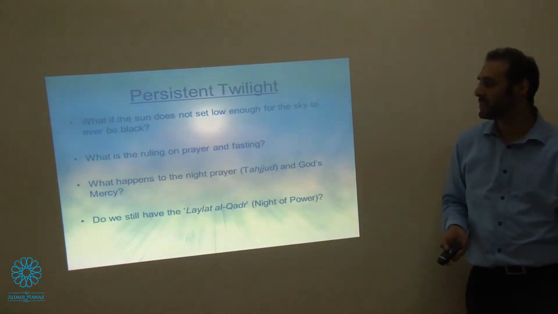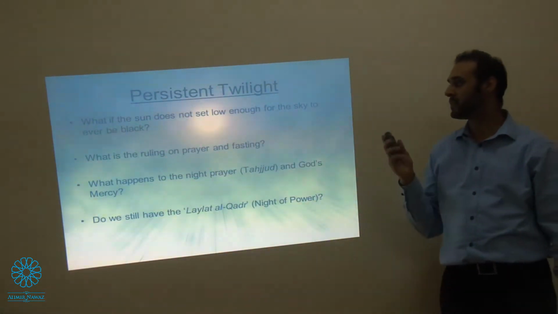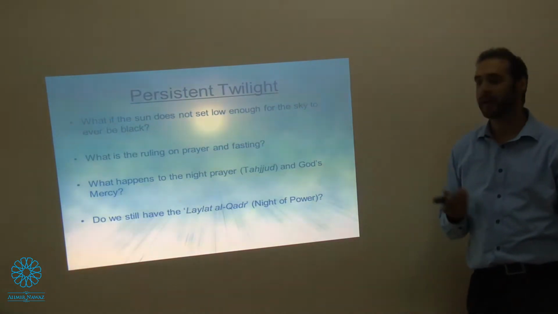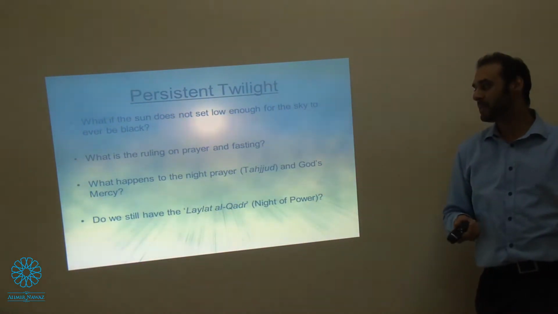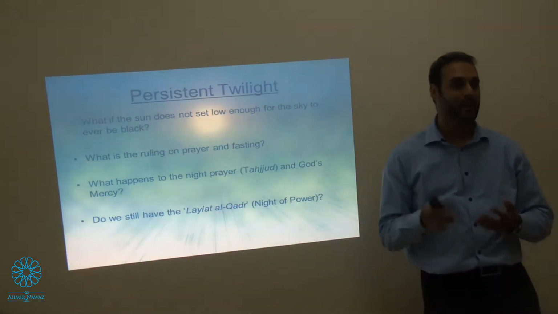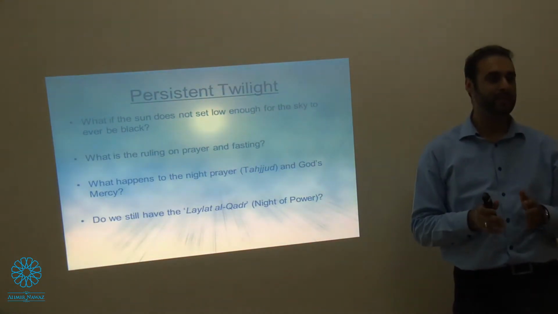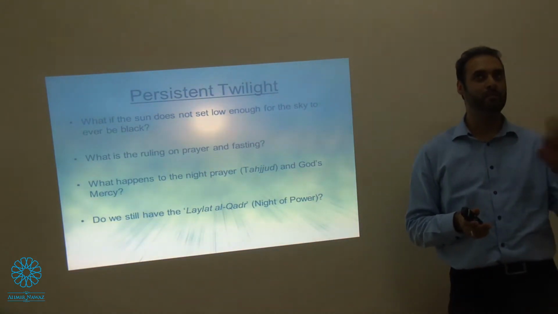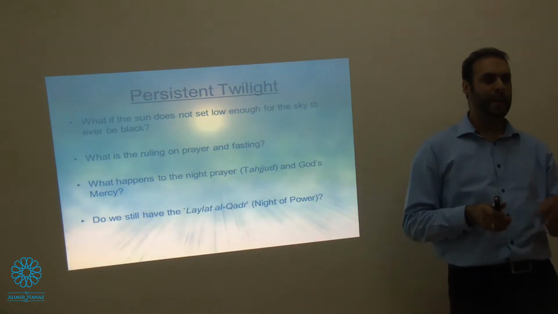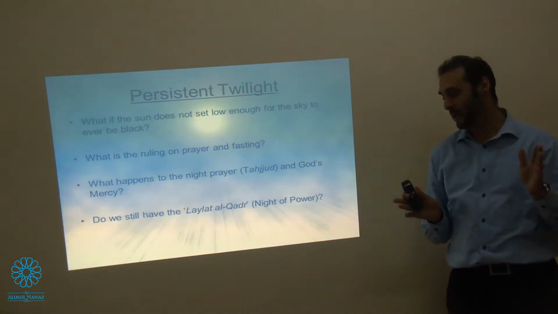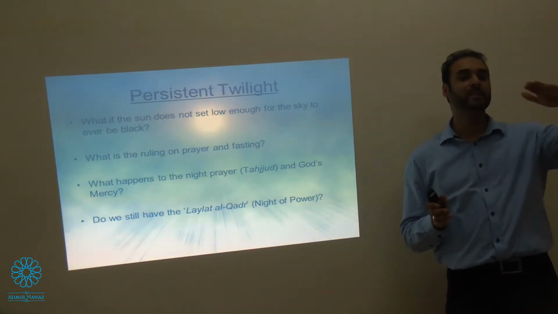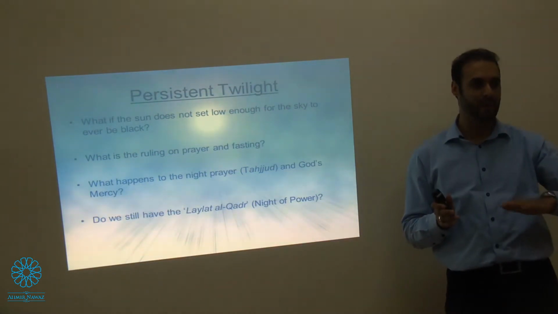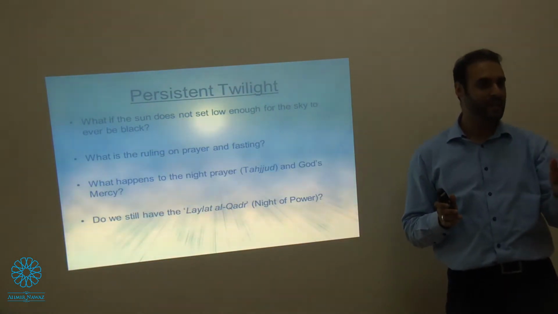Persistent twilight. What if the sun does not set low enough for the sky to ever be black? What is the ruling on prayer and fasting? What happens to the night prayer, tahajjud, and God's mercy? Now, in England, in the summer months, from the 21st of May till the 20th of July, we have what's known as persistent twilight. This is where the sun doesn't descend 18 degrees below the horizon. So technically, it's not dark.